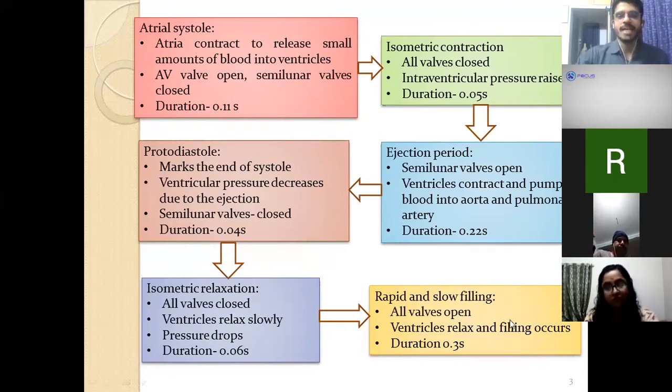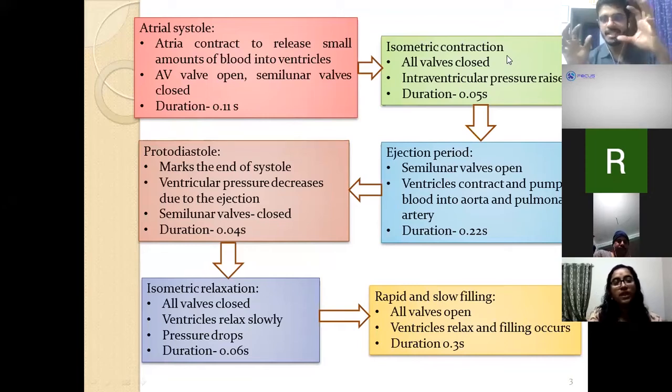Then you have rapid and slow filling. How does this happen? The ventricles are relaxing and all the valves are closed. If the ventricles relax, the pressure in the atria will build up, correct? The volume of blood in the atrium will be more, so obviously the pressure will build up in the atria. The atria cannot hold the blood for a longer time. So in turn, the AV valves will open, allowing the blood to move from the atria to the ventricles. This is called rapid and slow filling.